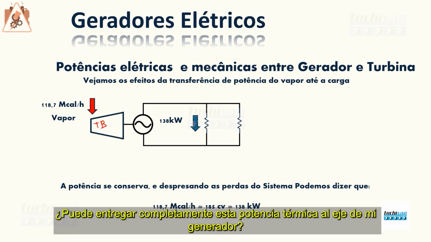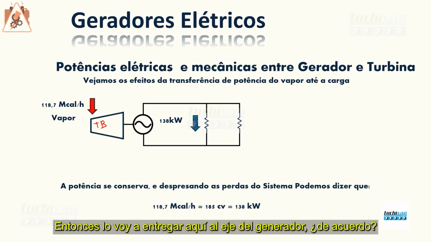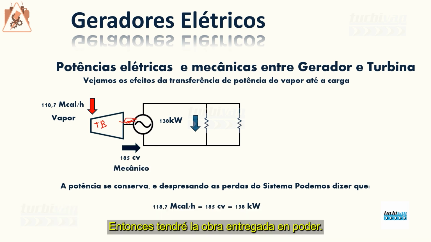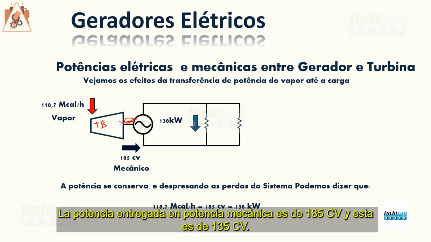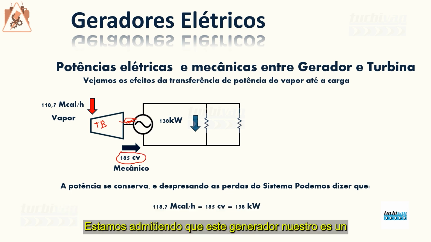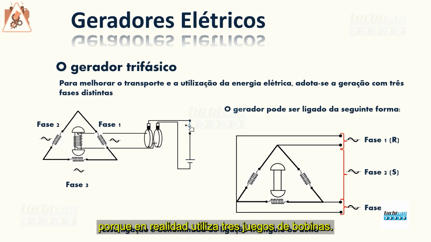Then I will have the work delivered in power. Sorry, the power delivered in mechanical power is 185 horsepower and this is 135 horsepower. We are admitting that this generator of ours is an ideal generator, which has no losses, and our loads are... because it actually uses 3 sets of coils. Phase 2, phase 3, phase.